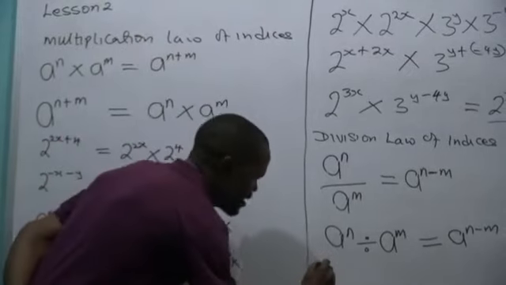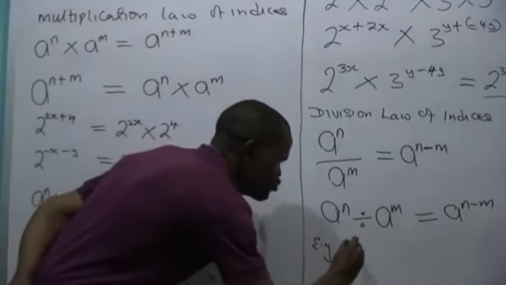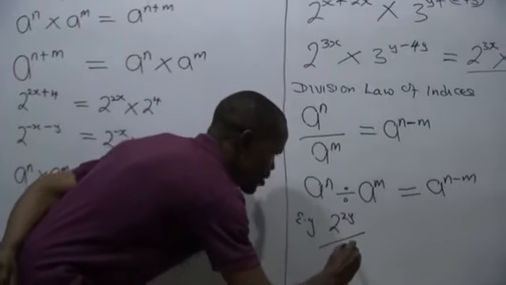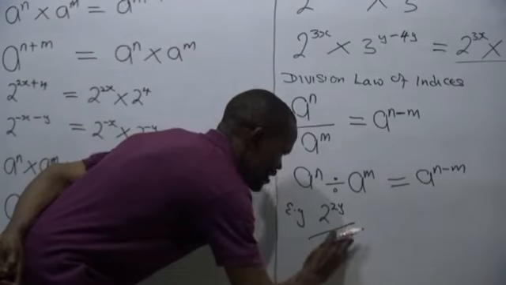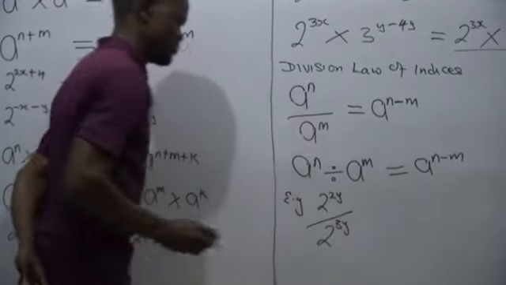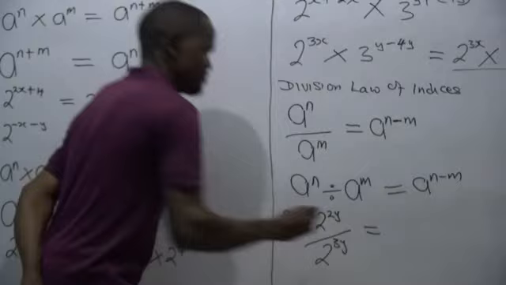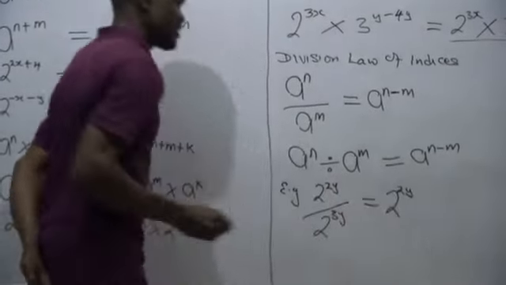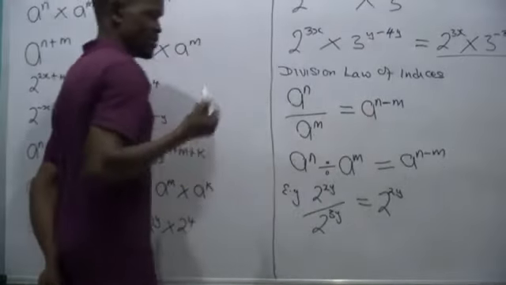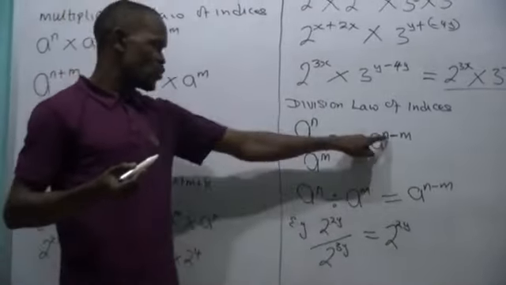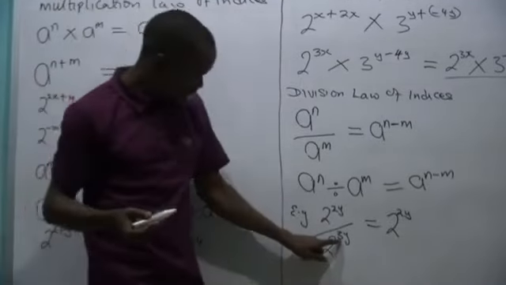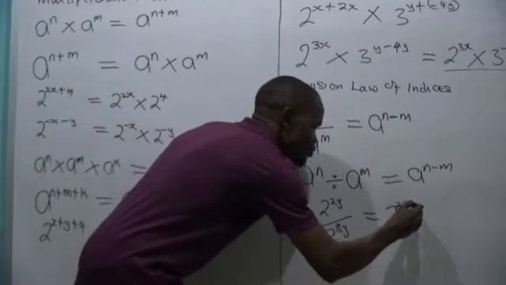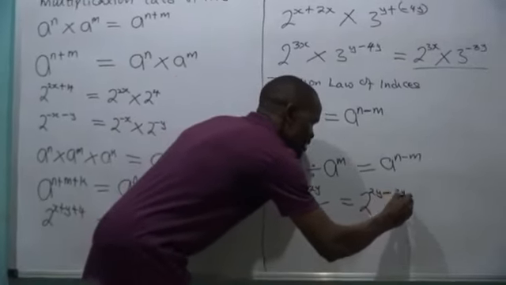Then I can now, for example, I have 2 raised to power 2y divided by 2 raised to power 3y, for example. This simply means that 2 raised to power 2y, that's the first, which is my what? n. In this case, my n now is 2y. Then here, 3y is my m. Then my minus, which is constant, will be there, waiting for 3y to appear.